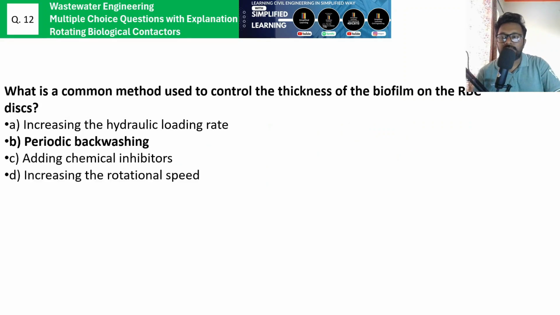Okay, what is the common method of controlling the thickness of biofilm on the RBC? See, one thing that can happen is sloughing. Otherwise, in case the biofilm is strictly and properly adhered to the disc, so that it is not falling off automatically by sloughing, then we can have periodic backwashing. All right.